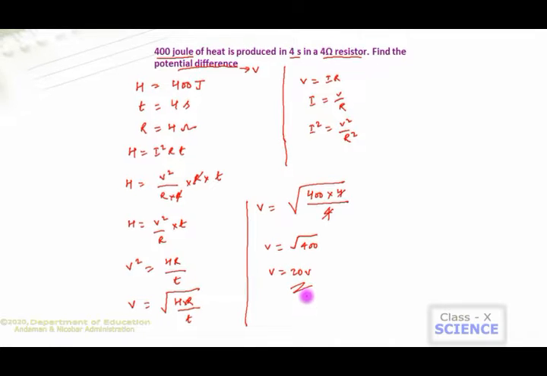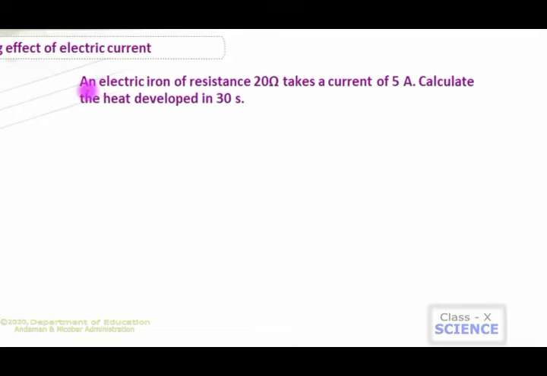Alright children, let us see another numerical. See the second question. An electric iron of resistance 20 ohm takes a current of 5 ampere. Calculate the heat developed in 30 seconds. So firstly we write the given quantities. Here in the question, resistance is given as 20 ohm, current is given as 5 ampere, and time is given as 30 seconds.